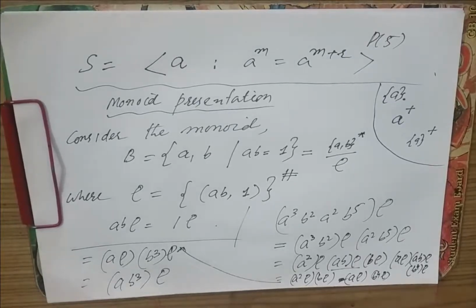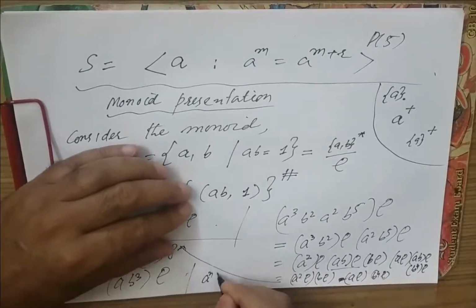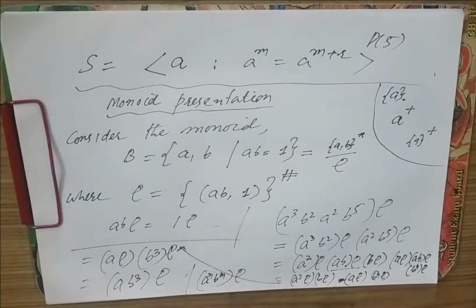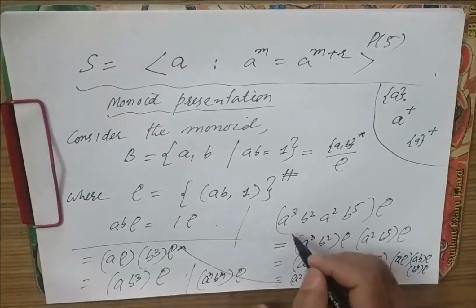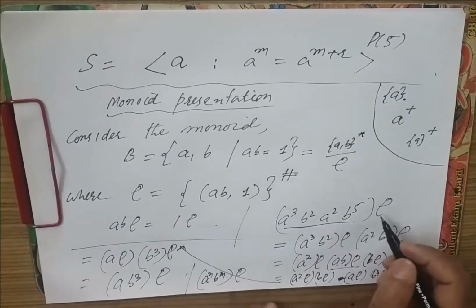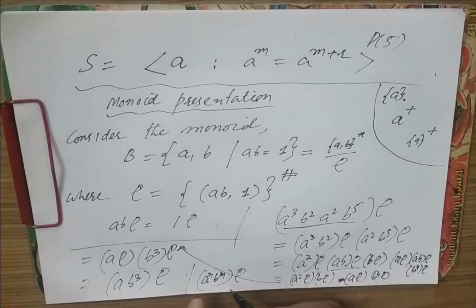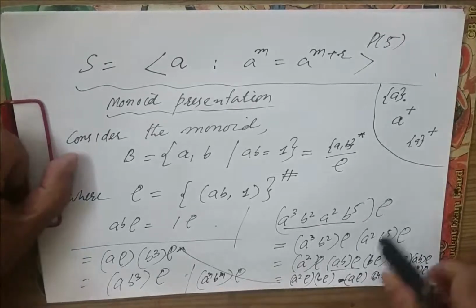So what I'm trying to say is that the rho class of any element is equal to the rho class of a power n into b power m. The rho class of any word: you take any word with letters a, b, and I can always write the rho class of that word as the rho class of a power n into b power m. This is what I am trying to show.